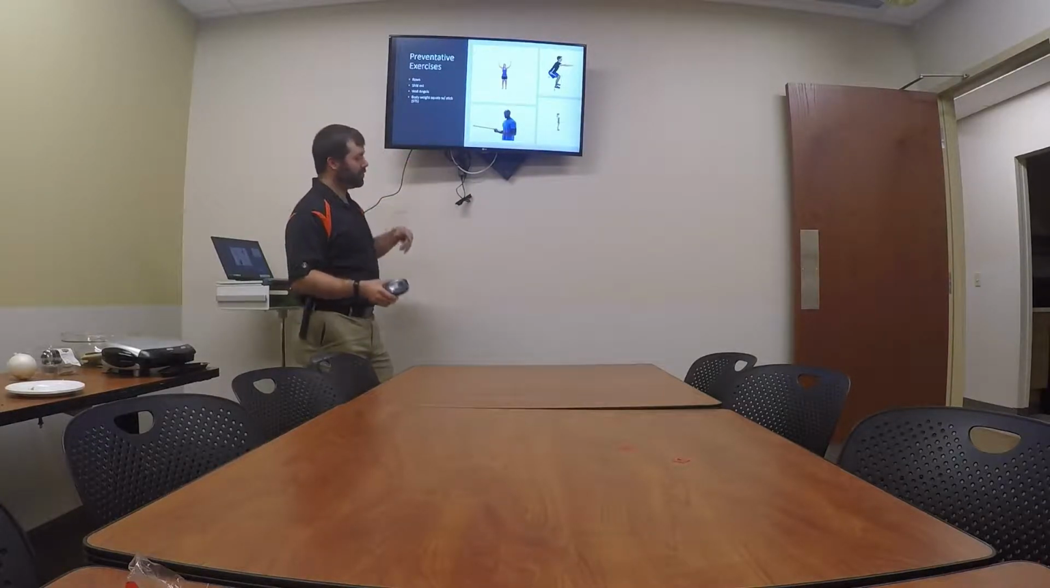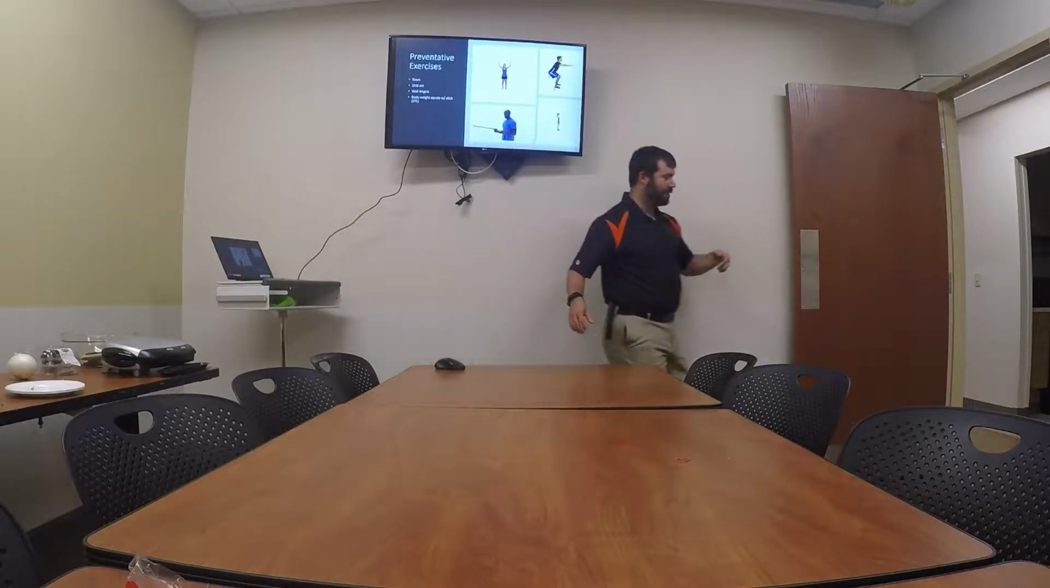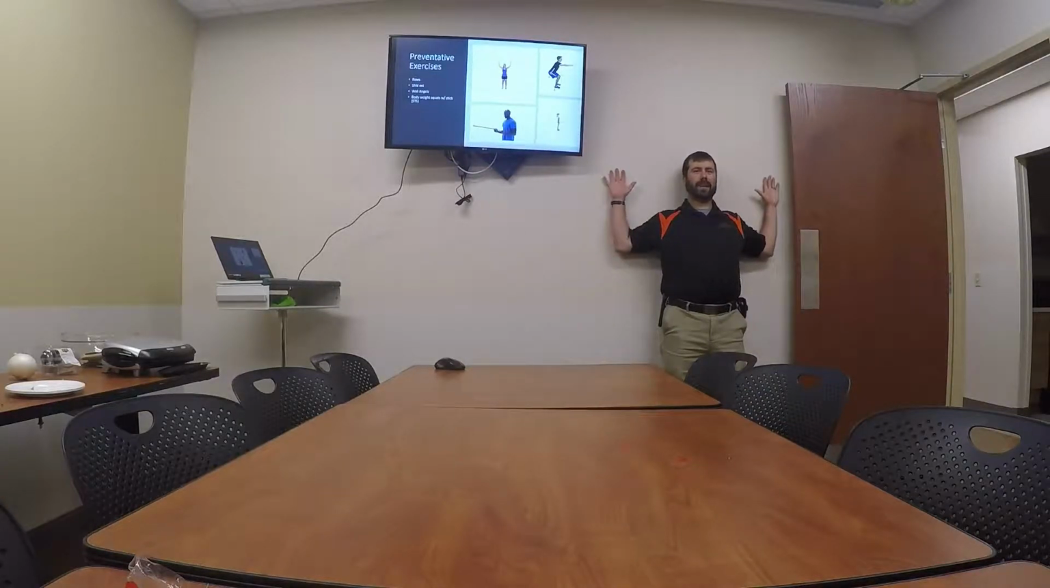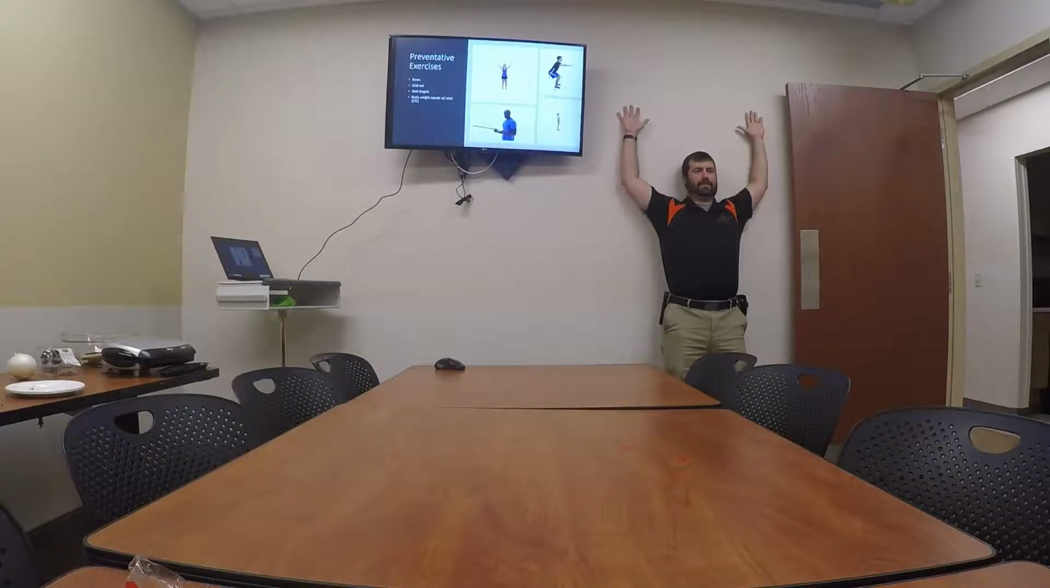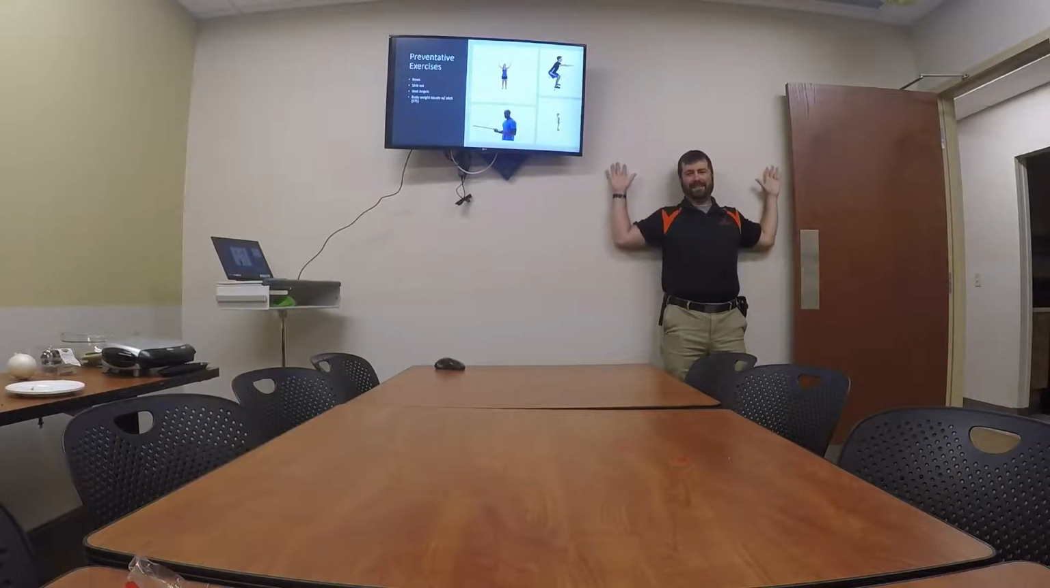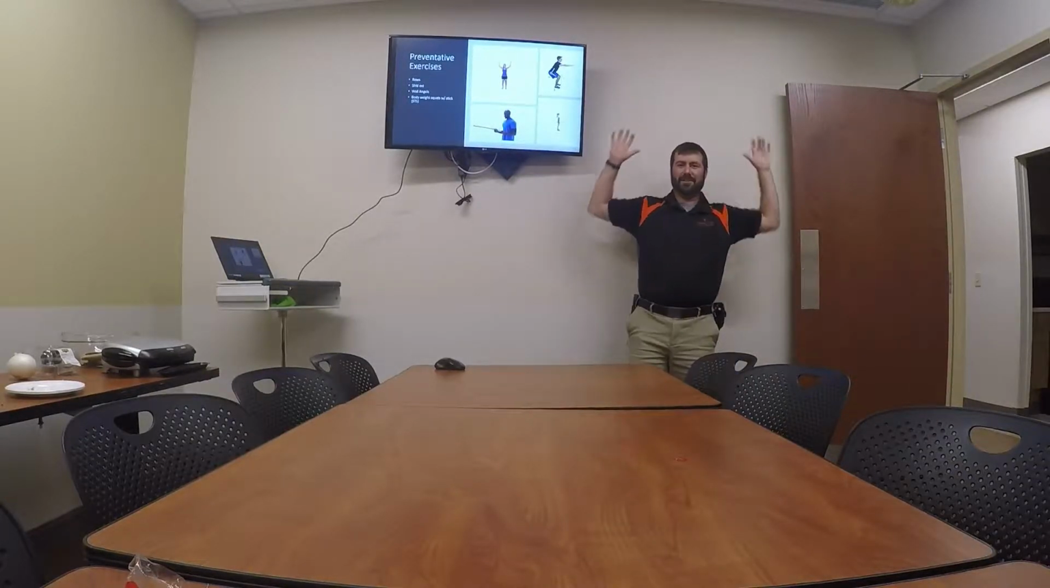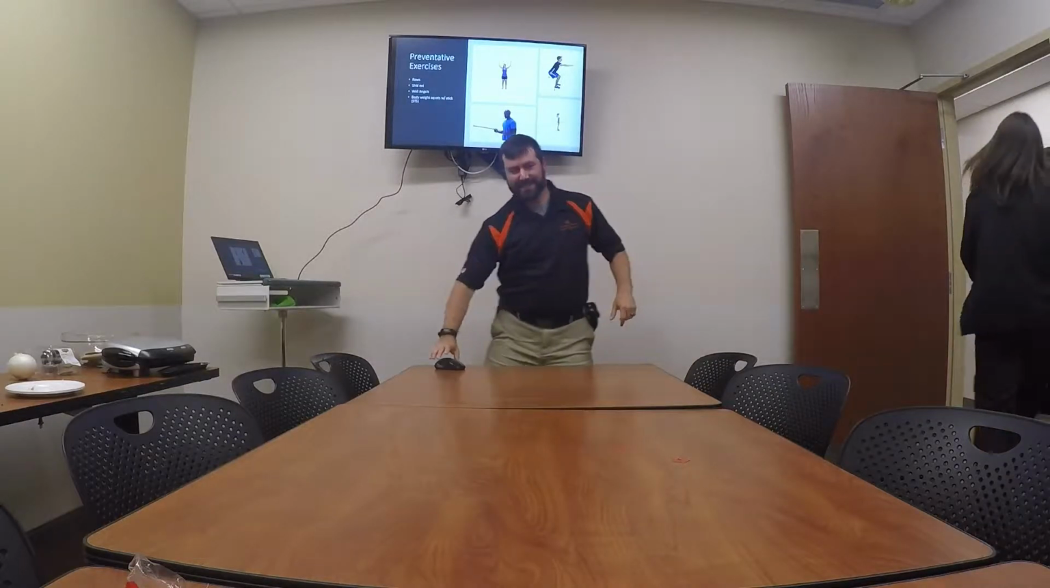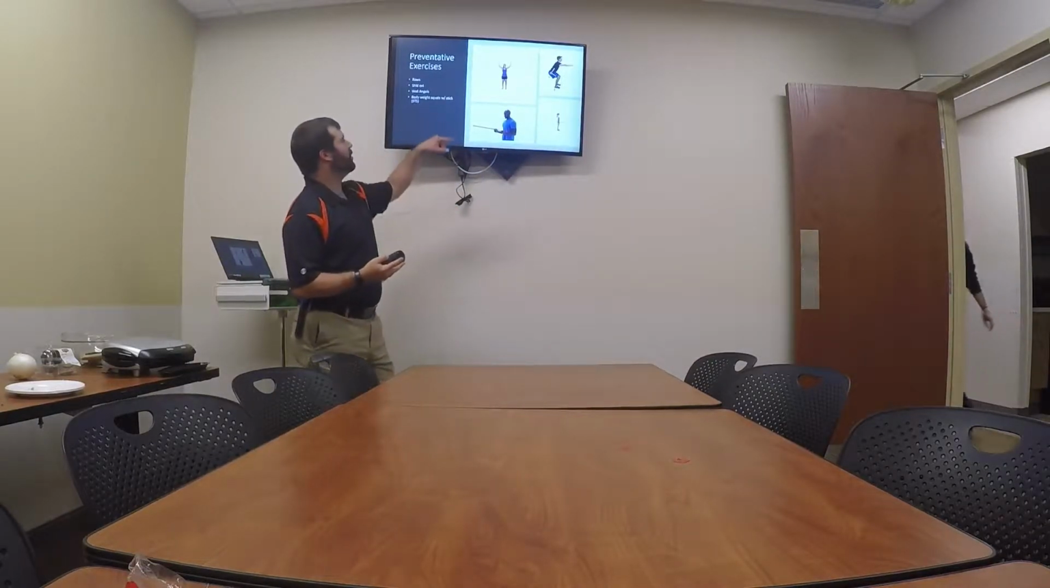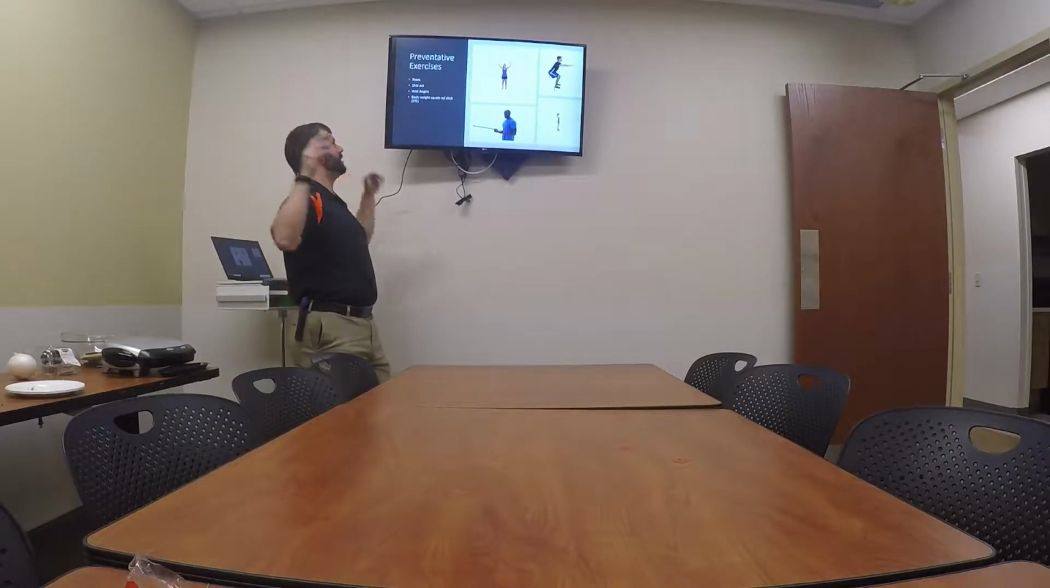The wall angles are where you stand with your back to a wall, the backs of your hands against the wall, and then you have to try and maintain that position all the way up. See, I can't even do it. So you do that. I still feel this. So that's a good one to keep that good posture.